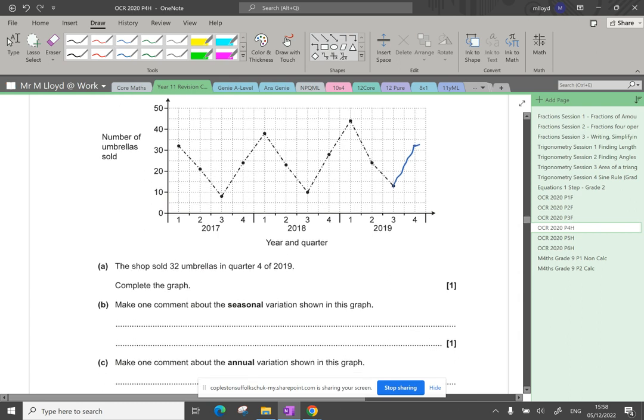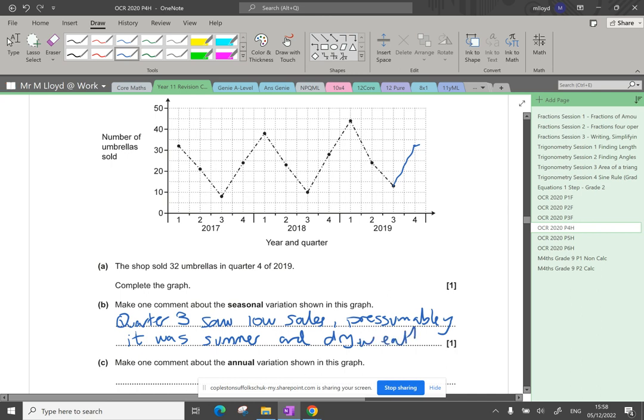Make one comment about the seasonal variations shown in this graph. So, and I'm going to say quarter 3 saw low sales, presumably, I've probably misspelt that. Put the correct spelling in the comments. Presumably, it was summer, which I think it was. It was summer and dry weather. Right, I might add the word weather just in case the mark scheme wants it.